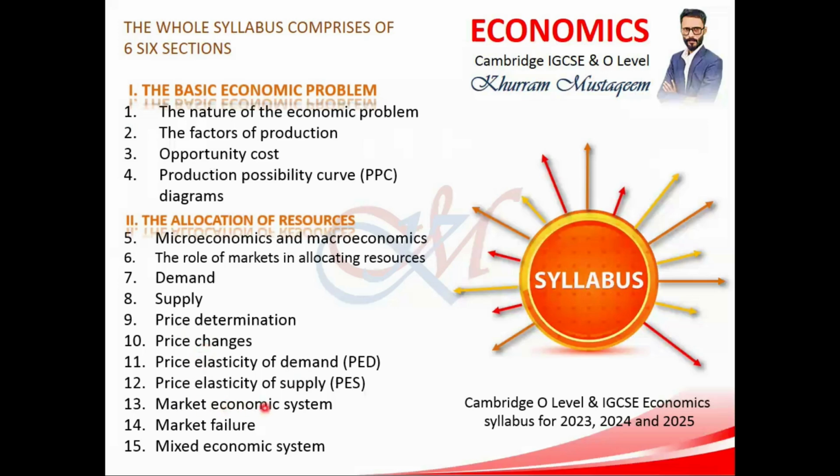Market economic system. Yes, there is a system to run any particular economy. There are three types of system normally: the planned economy, the market economy, and the mixed economy. Market failure: when the economy runs, but there are some factors for which the market has failed. There is monopoly, there is demerit goods, and there is more that we will discuss.